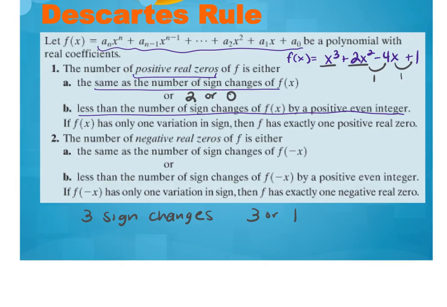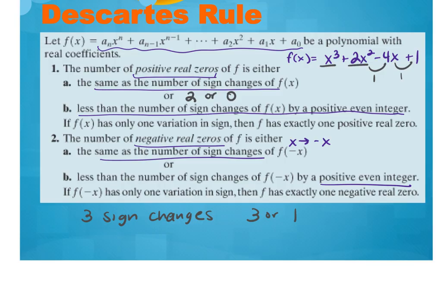Now, when we want to find the number of negative real zeros, we're going to start by changing x to negative x and simplifying, just like we do for our test for the y-axis symmetry, and then counting the number of sign changes and subtracting an even integer until we hit a negative number.